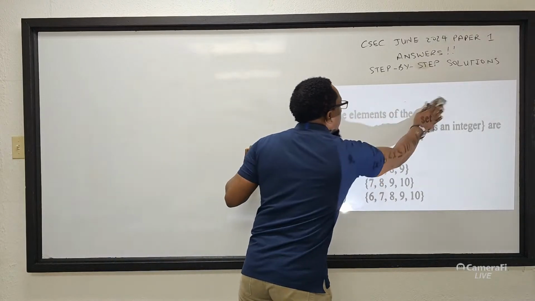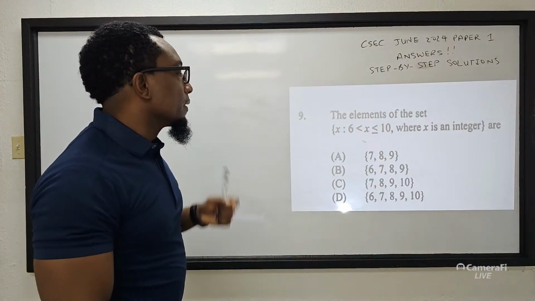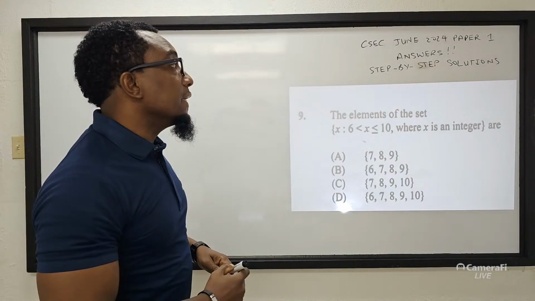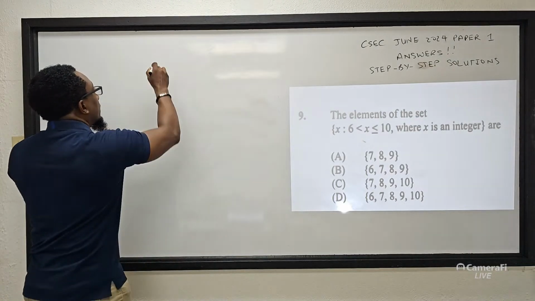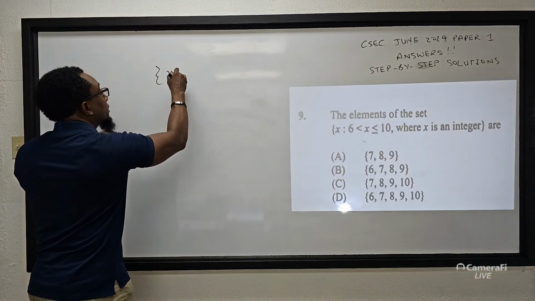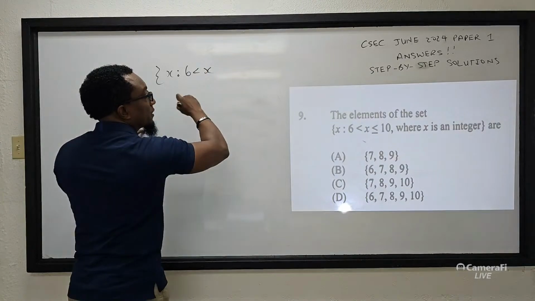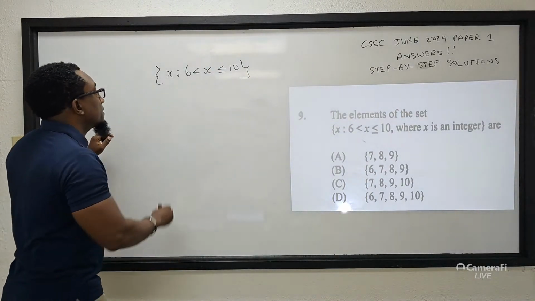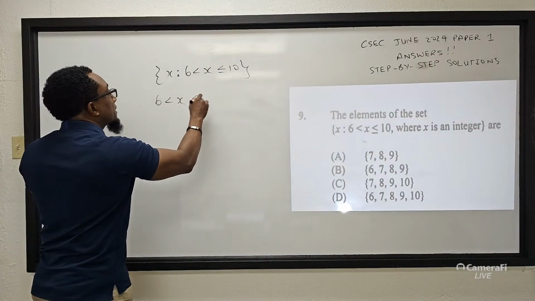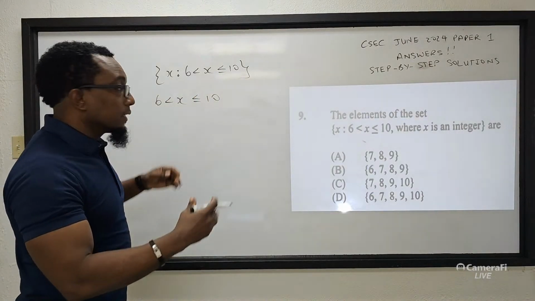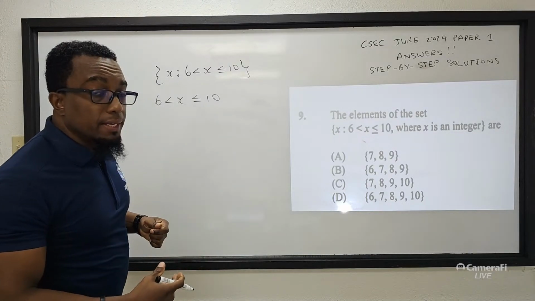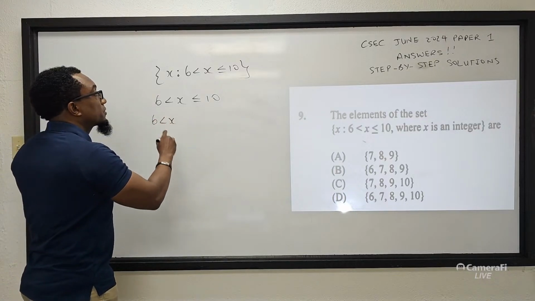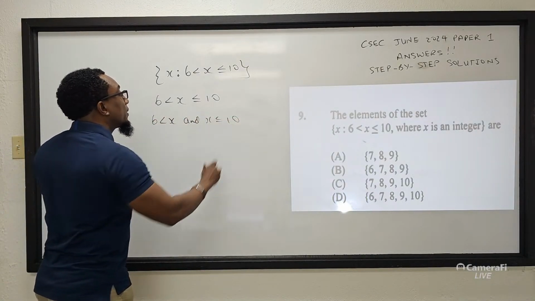The elements of the set 6 is less than x, which is less than or equal to 10, where x is an integer, are. So here we have our solution set. X is such that 6 is less than x, which is less than or equal to 10. This here is a combination of our inequalities, and what we can do is simply separate them. We can write this as 6 is less than x and x is less than or equal to 10.